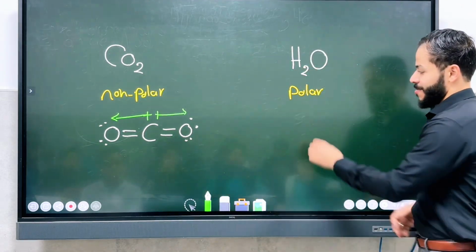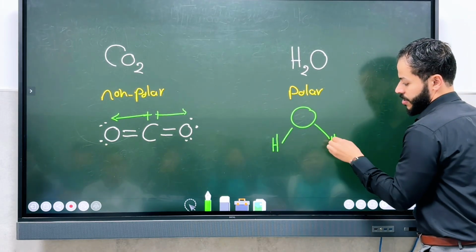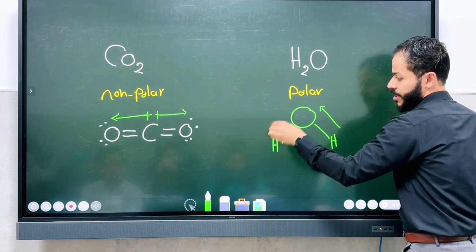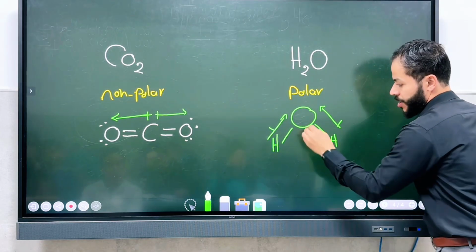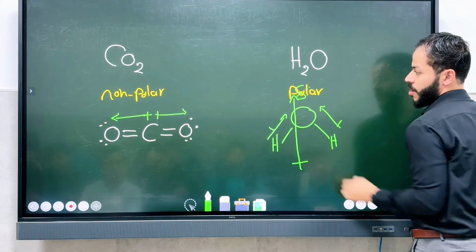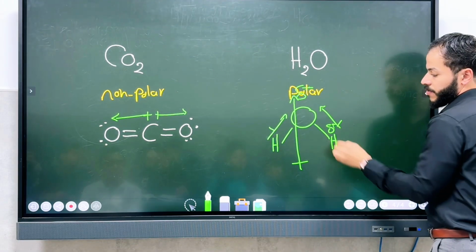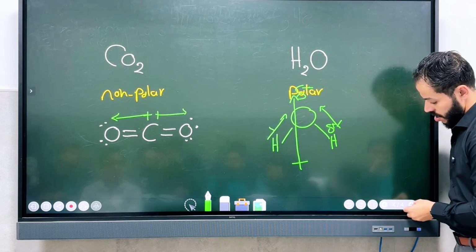Here, for example, for the water molecule, as we represent it, the direction of the dipole is in that direction, right? And the total dipole we represent in that direction, so that we have a partial negative charge on the oxygen and a partial positive charge on the hydrogen.